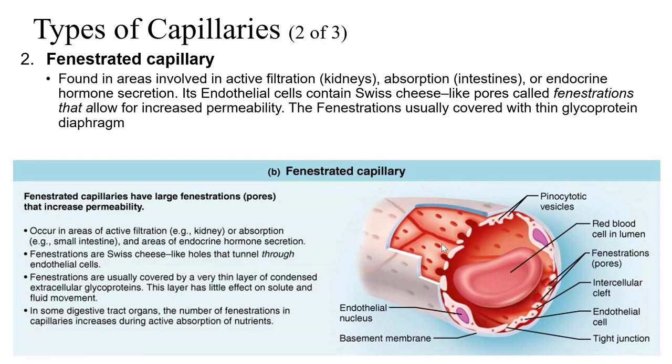They're found in areas involved in active filtration, such as the kidneys, the intestine, or in the endocrine glands where hormonal secretion is happening. Its endothelial cells contain those Swiss cheese pores, called fenestrations, that allow for increased permeability. And the fenestration usually is covered with a thin glycoprotein diaphragm.